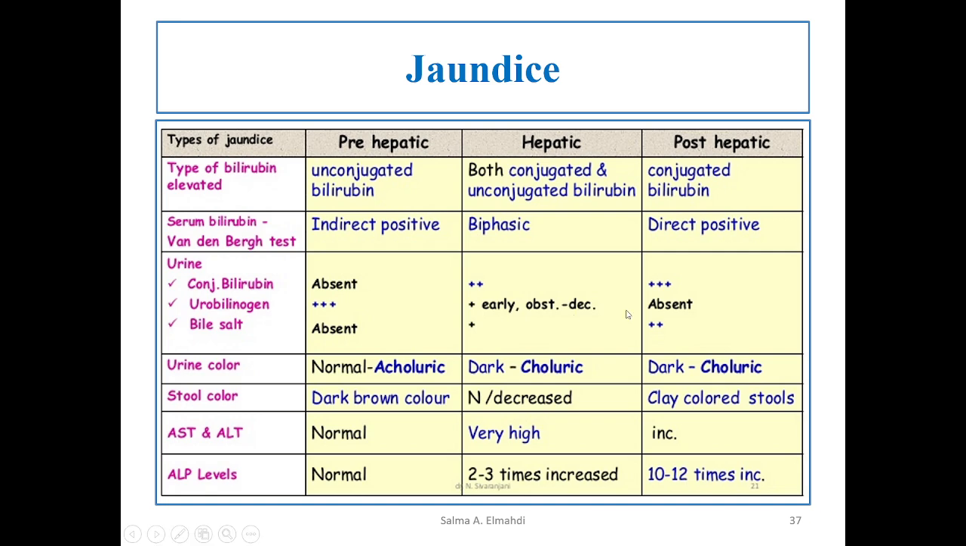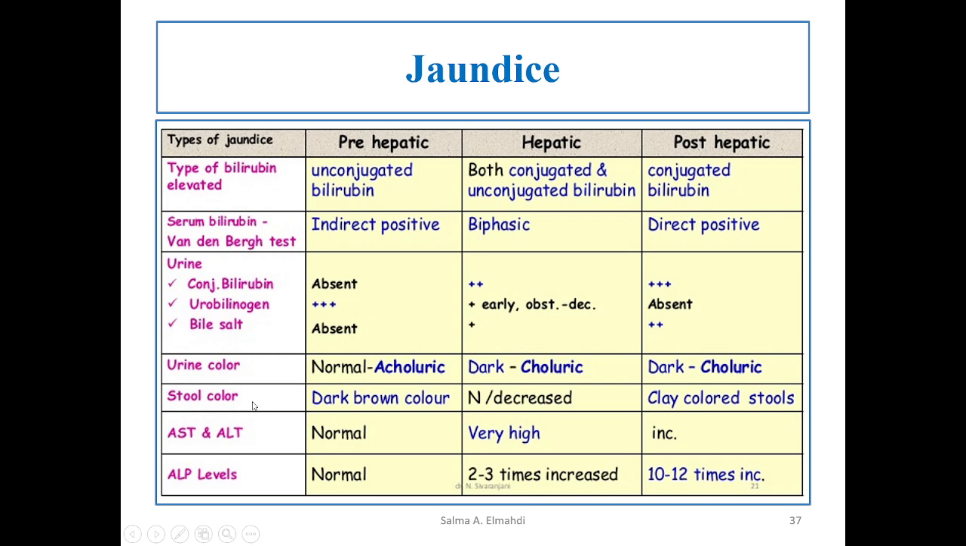The urine color will be normal in prehepatic because bilirubin has not found its way into urine, and post-hepatic will be dark, and the hepatic will also be dark due to the presence of the conjugated bilirubin, which can find its way into the circulation to be excreted in urine.